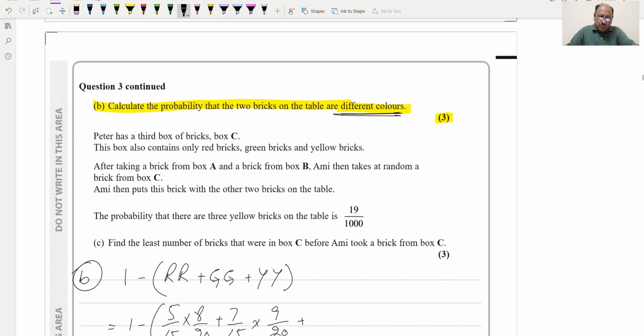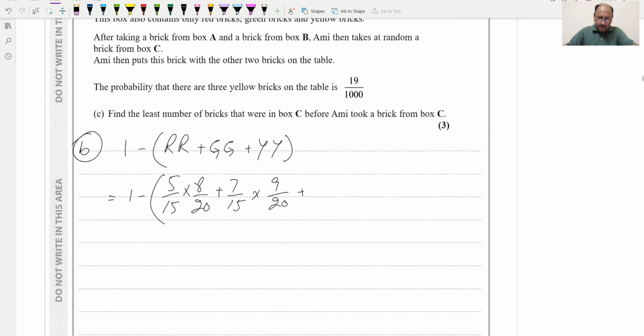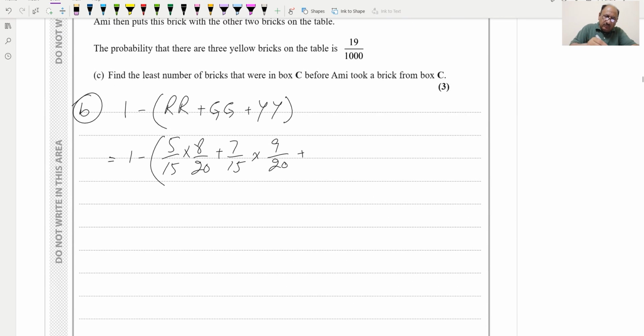Now yellow will be this root we can take. This is yellow and this is yellow. So 3 by 15 multiplied by 3 by 20, and this one we will solve and subtract from 1 and it will be the answer.